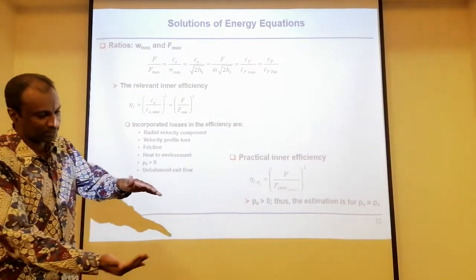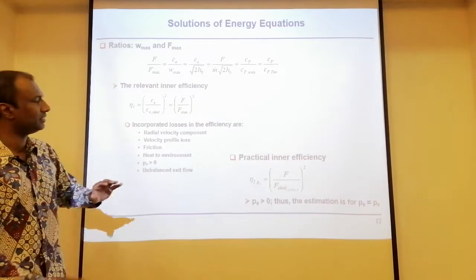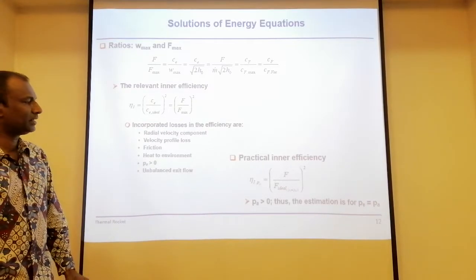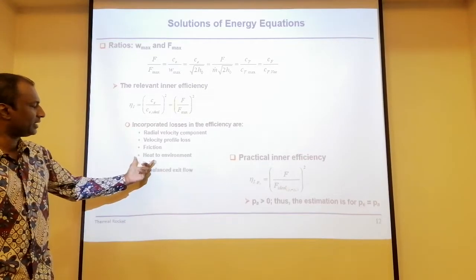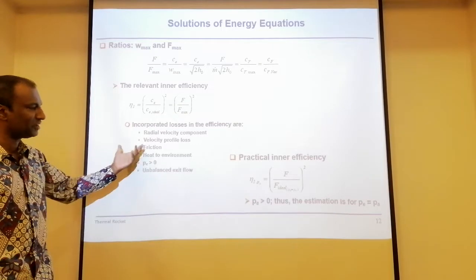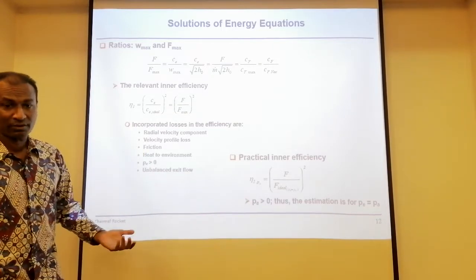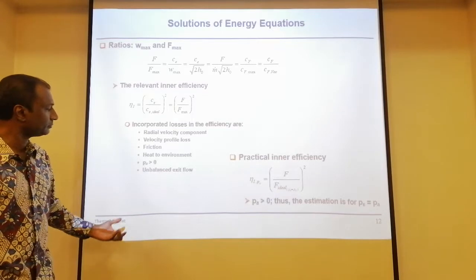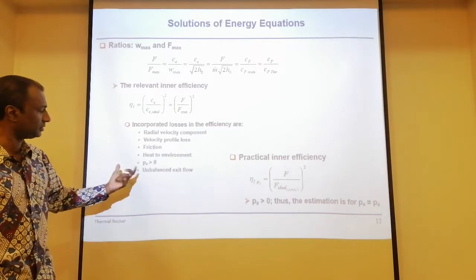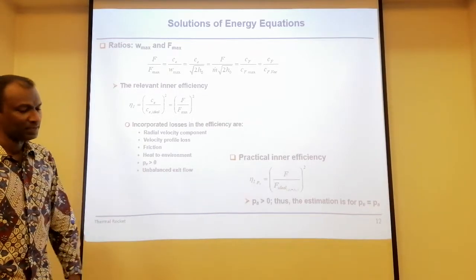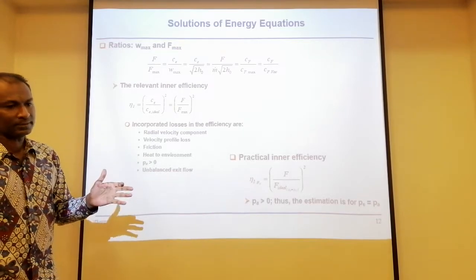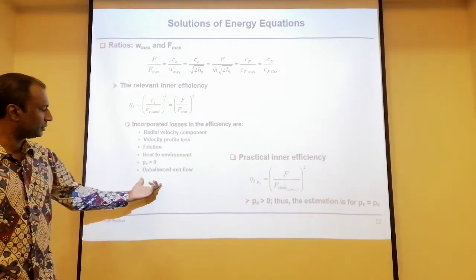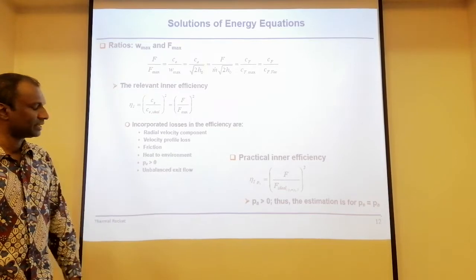So the profile will be something like a parabolic profile. You can see later, we will see that also in our lecture. Then you have heat to environment, that is losses, kinetic friction losses basically are there. Kinetic losses in terms of the friction is also there. Then your P_exit is bigger than, of course, 0. Then you have unbalanced exit flow as well.